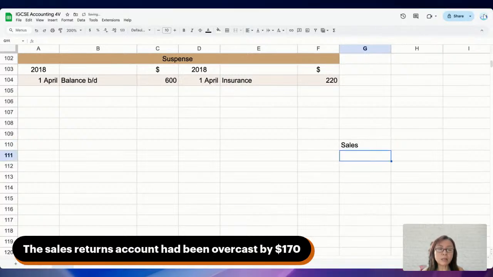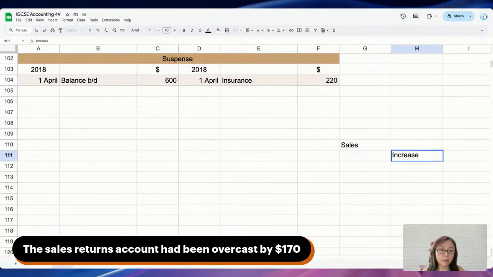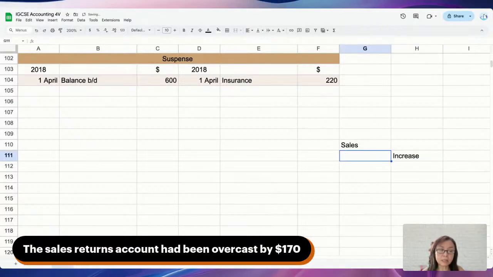Okay, the sales account is for sales increase. All right, sales increase is on the credit side. Increase. And then if let's say sales decrease, it is on the debit side. This is decrease.